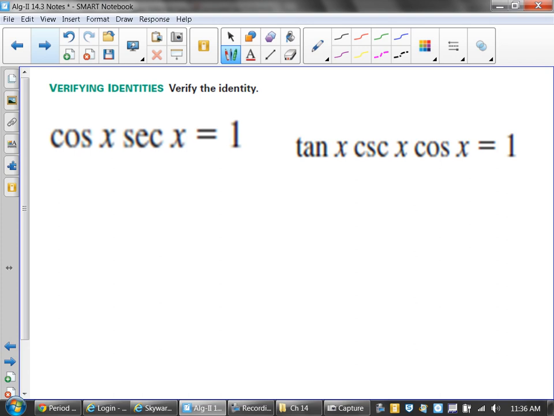It's very, very straightforward. Cosine and secant. What can you write secant as? So all you have to do when you're writing these out is cosine times 1 over cosine. Done.